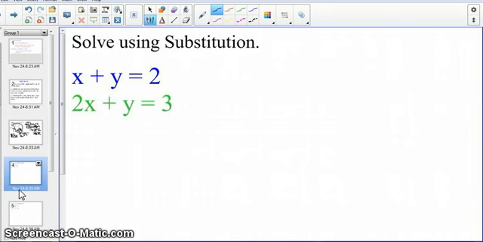Let's try another one. x plus y equals 2. 2x plus y equals 3. Think to yourself, which equation can you get a letter or a variable all by itself? Well, the top equation, you could get the x all by itself by moving the y to the other side, or you could get the y all by itself by moving the x to the other side. The second equation, you could move the 2x, and that'll get your y all by itself. So here you have many options. Since the 2x plus y equals 3 is here on the bottom and I have room to work, I'm going to subtract 2x from both sides to get my y all by itself.